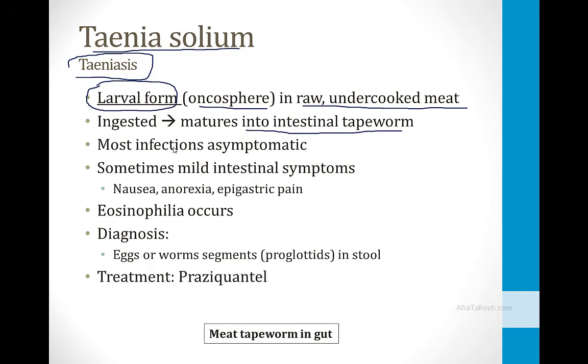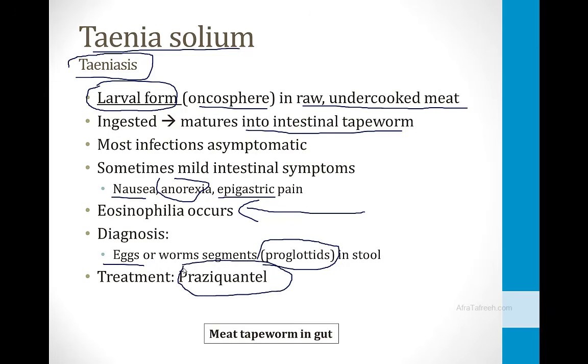Most infections are asymptomatic, but when people do have symptoms, they're usually mild GI symptoms like nausea and poor appetite and belly pain. A major clue in someone with non-specific GI complaints is the presence of eosinophilia. When you see that, you should think of Taenia infection. You can diagnose this by finding either the eggs or segments of the worm called proglottids in the stool, and you can treat this with a drug called praziquantel. And I just remember this is the meat tapeworm that goes to the gut.